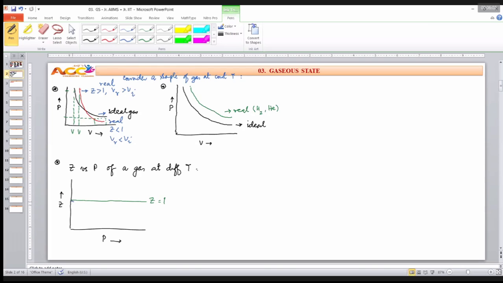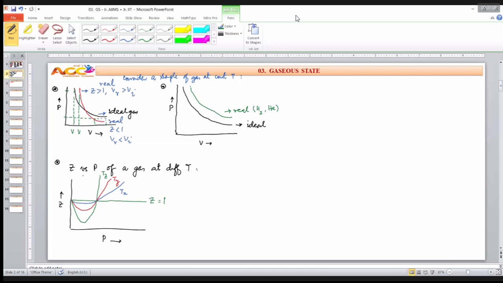Case number 1. Case number 2. Case number 3. Now the examiner will ask you: I have taken the variation of Z with respect to pressure for a given gas at temperature Tx, blue color, and then we have Ty, some other temperature, the second isotherm, and the third isotherm. Now he will ask you the question: arrange the temperatures Tx, Ty, Tz in increasing or decreasing order.